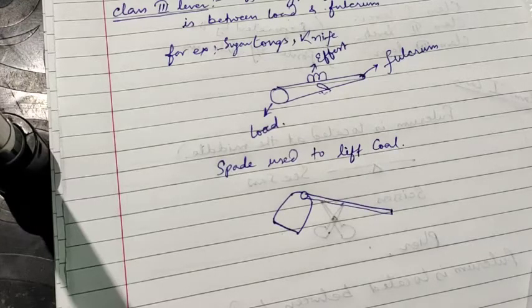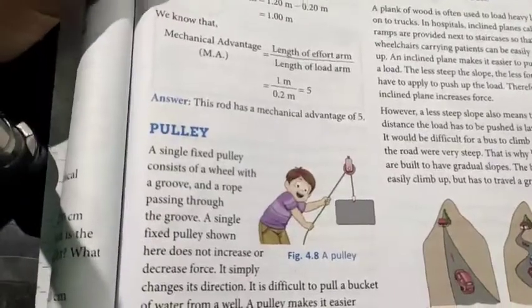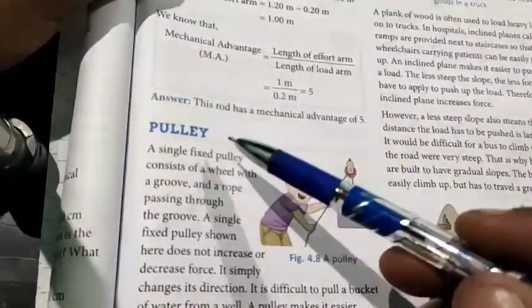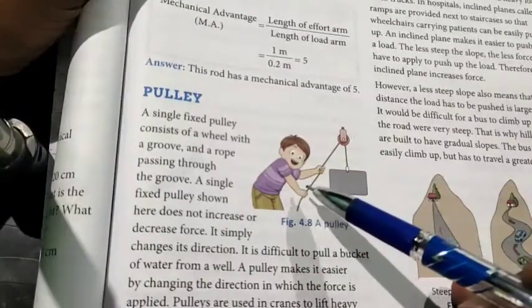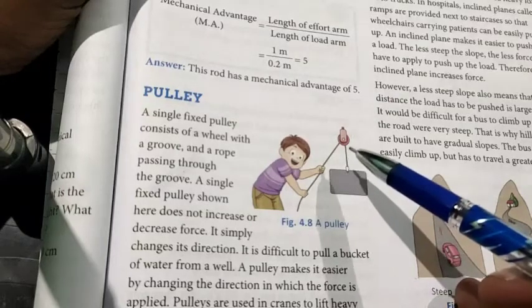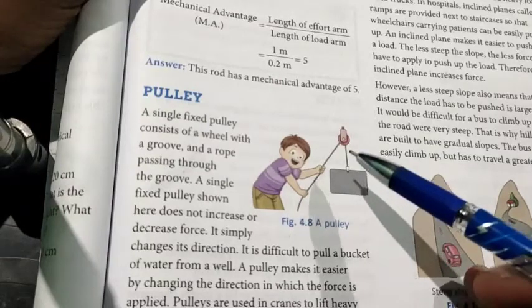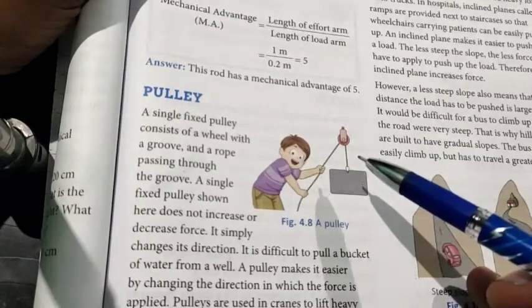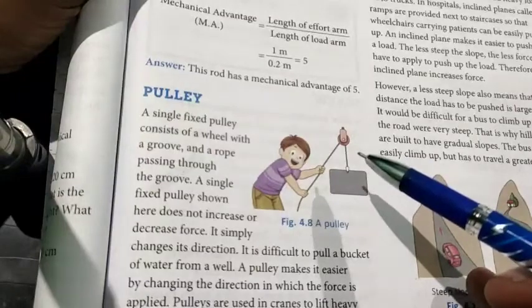Now next we will study the principle of lever. Now the next type of machine which we are going to see is the pulley. As you can see in the figure, a boy is lifting some load with the help of a pulley. As you all have seen, a pulley is a circular disc like device which is used to lift water from the well. We basically know the pulley by this name only, for drawing water from the well.